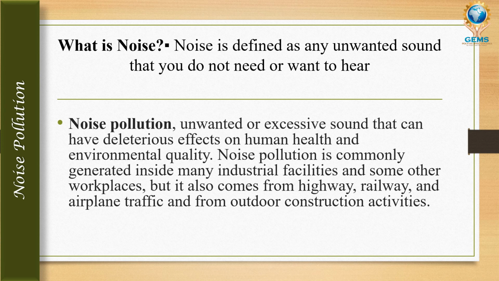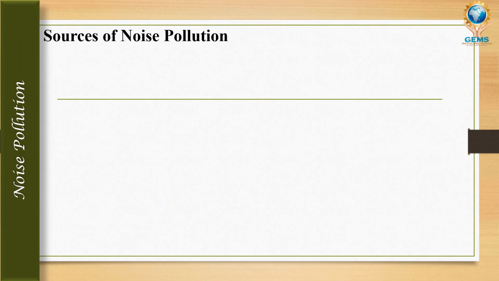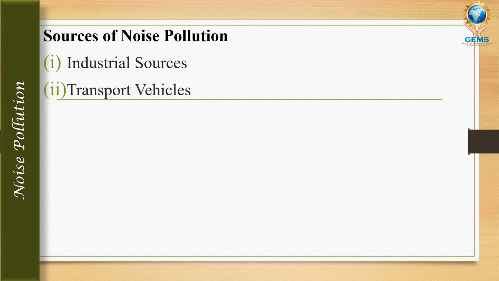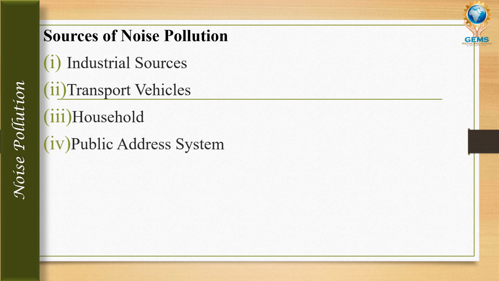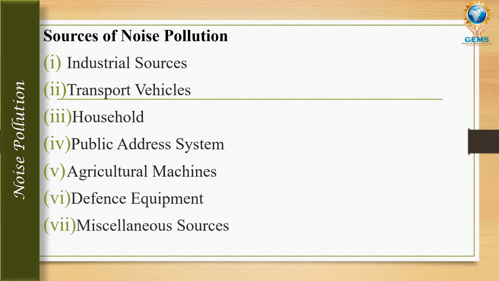And what are the sources of noise pollution? Noise pollution comes from certain activities, all mentioned here: industrial activities and transportation, that is railways, roadways or aeroplanes, and constructional activity. All those things come under noise pollution. So the first source is industrial sources, the second is transport of vehicles, the third is the household, the fourth is the public address system, the fifth is agricultural machines, defense equipments, and miscellaneous sources.